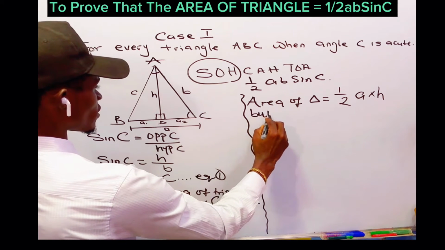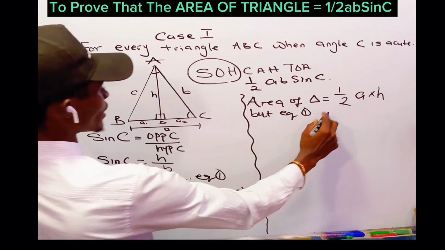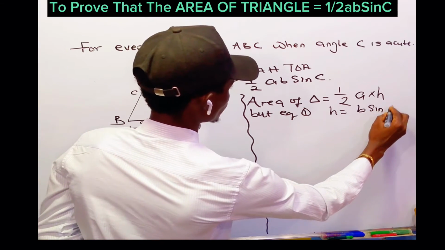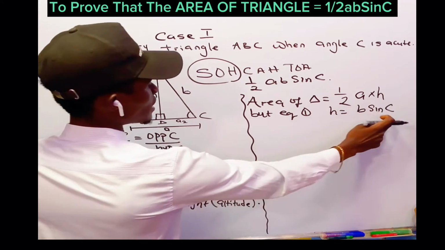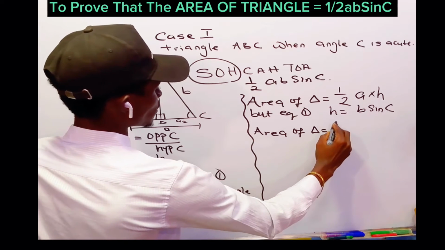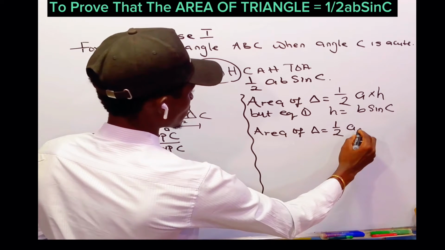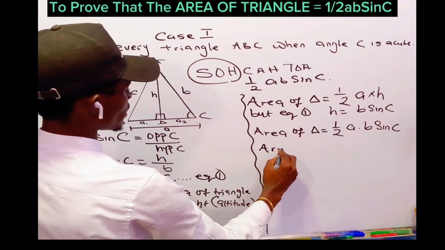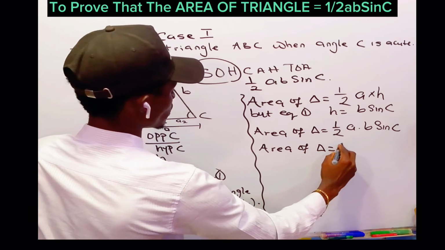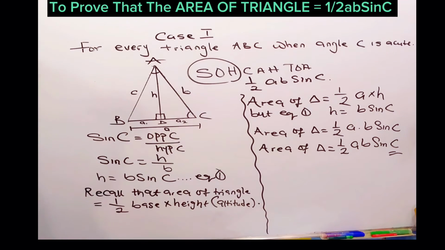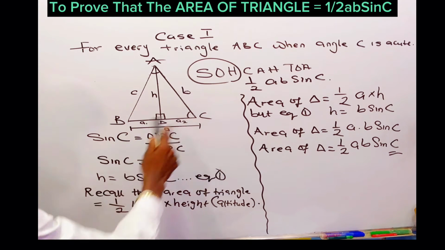But from equation 1, H is equal to B sine C. So let's replace H here with B sine C. We now have area of triangle to be 1 over 2 A times B sine C, which means the area of triangle is now 1 over 2 AB sine C. This is how to prove the area of triangle when angle C is acute.